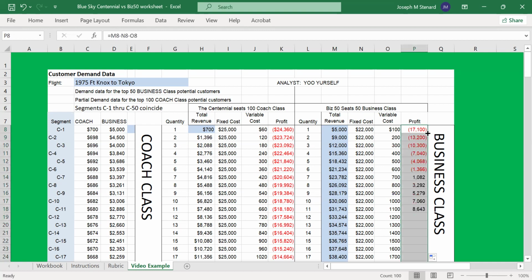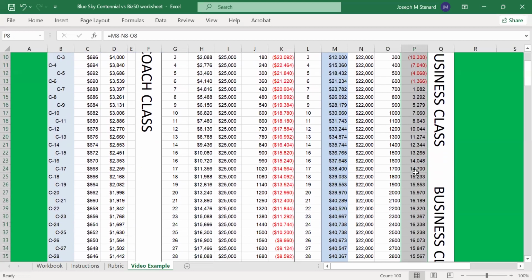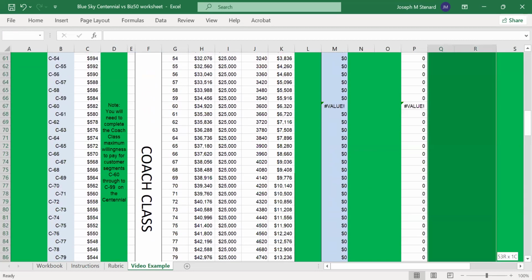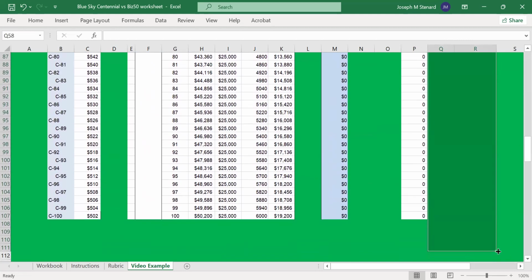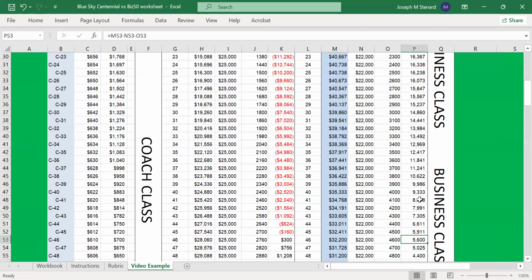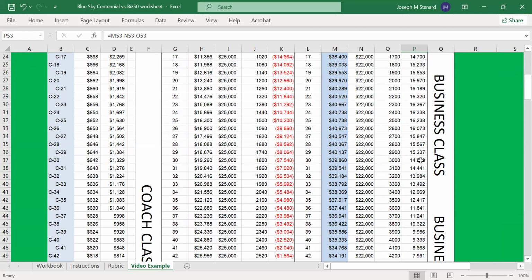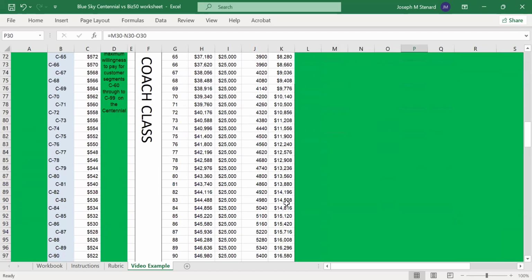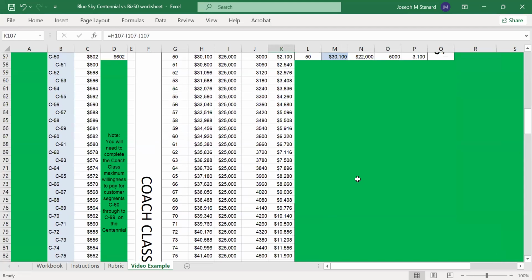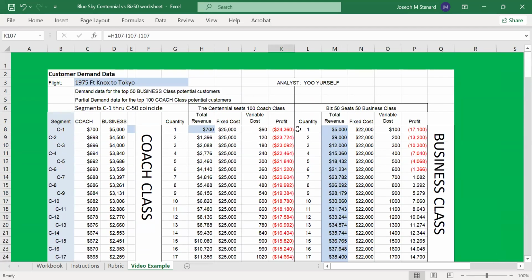So if we fill this in here, we can then come on down and see how much profit we can make on the plane. And it looks like the most profit we can make with the Biz 50 is in the 16,000 range. And the best profit we can make on the Centennial is 19,000 in profit. So our memo that we write will say the words to that effect.